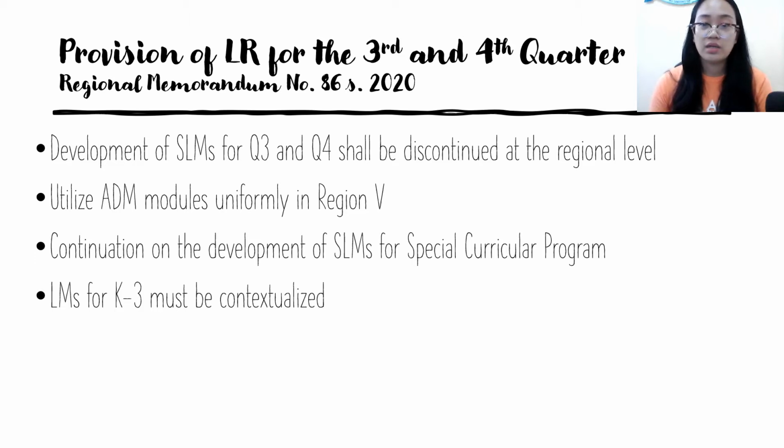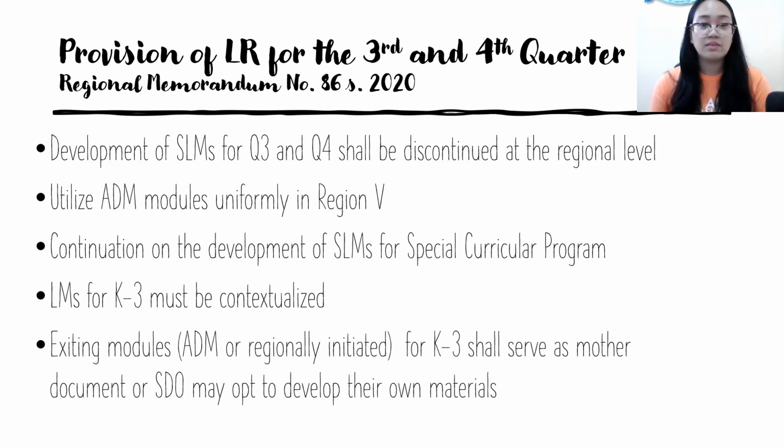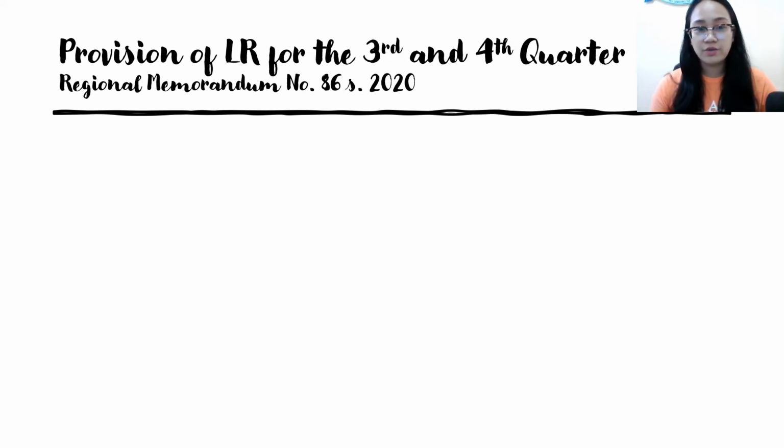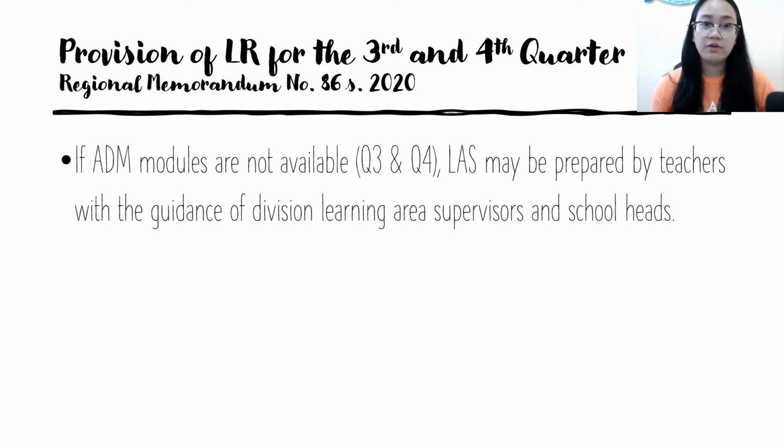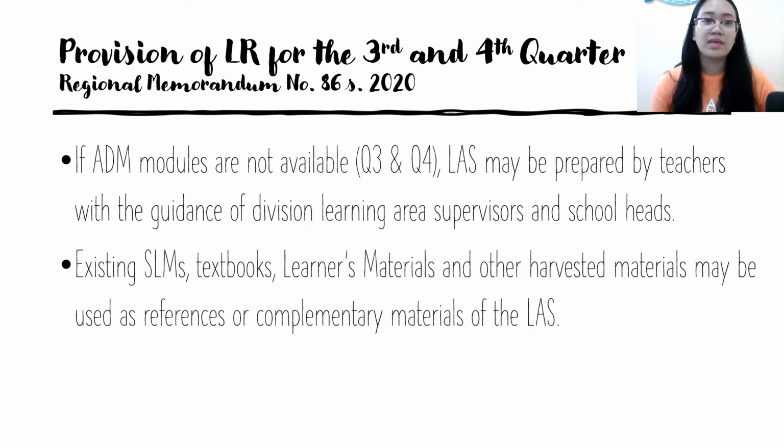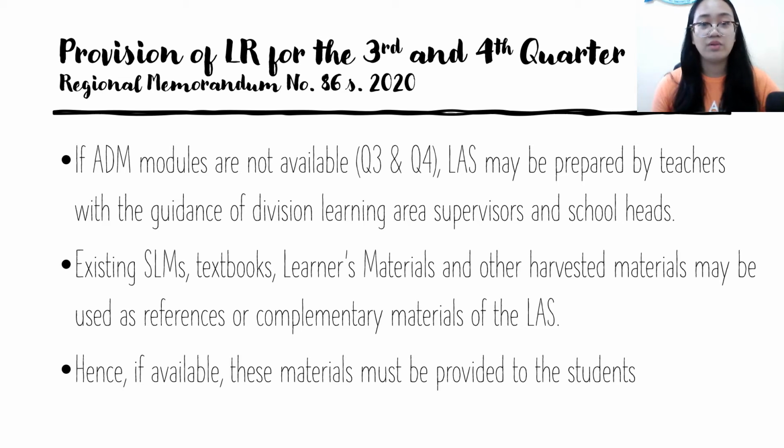SLMs for Kinder to Grade 3 must be contextualized. Existing modules, ADM originally initiated for Kinder to Grade 3, shall serve as Mother Document or SDO may opt to develop their own material. In addition to this, if ADM modules are not available for quarter 3 and quarter 4, LAS may be prepared by teachers with the guidance of division learning area supervisors and school heads. Existing SLMs, textbooks, learner materials, and other harvested materials may be used as references or complementary materials of the LAS. Hence, if available, these materials must be provided to the students.